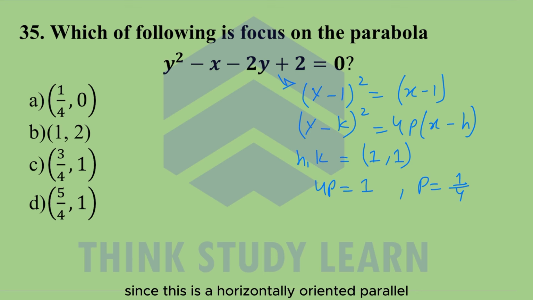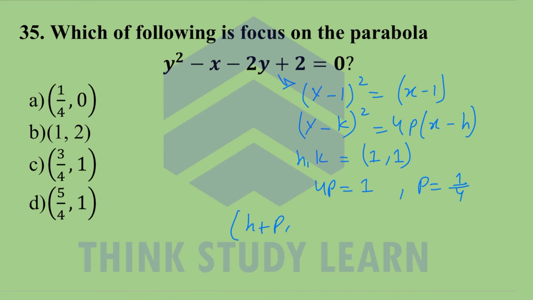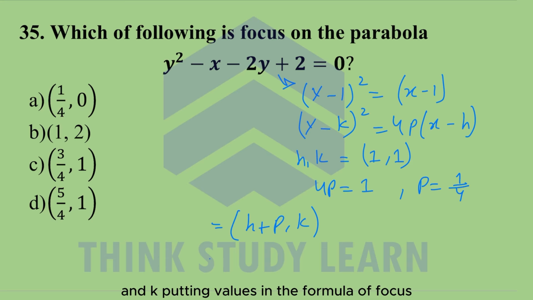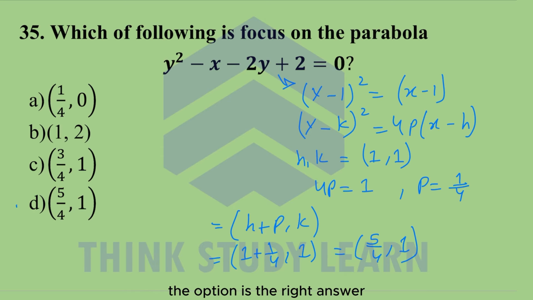Since this is a horizontally oriented parabola that opens to the right, the formula to find the focus of this equation will be (h plus p, k). Putting values in the formula of focus, (1 plus 1 by 4, 1), the answer will be (5 by 4, 1). D option is the right answer.